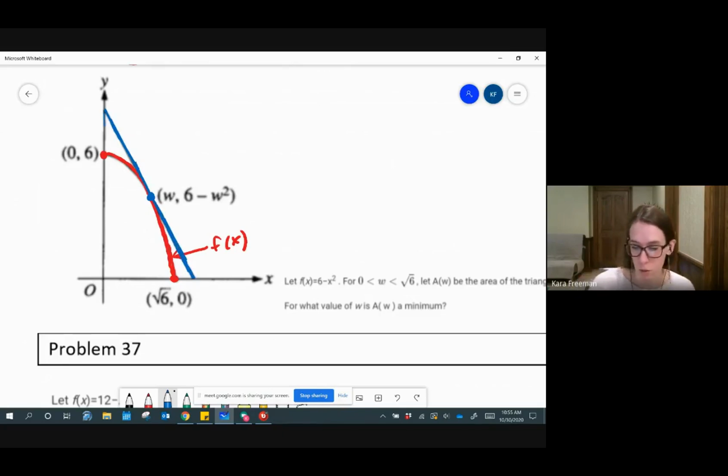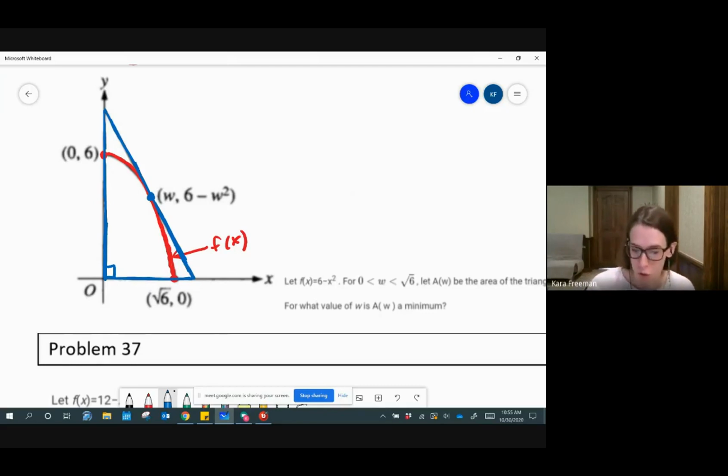I want to know what the area of this blue triangle is that's created by that tangent line and those axes. So we have this right triangle happening. Do you see, as I move that point along that little curve, that's going to create different triangles, right? Everybody see that? So I want to maximize the area of that blue triangle. This is a complicated question.